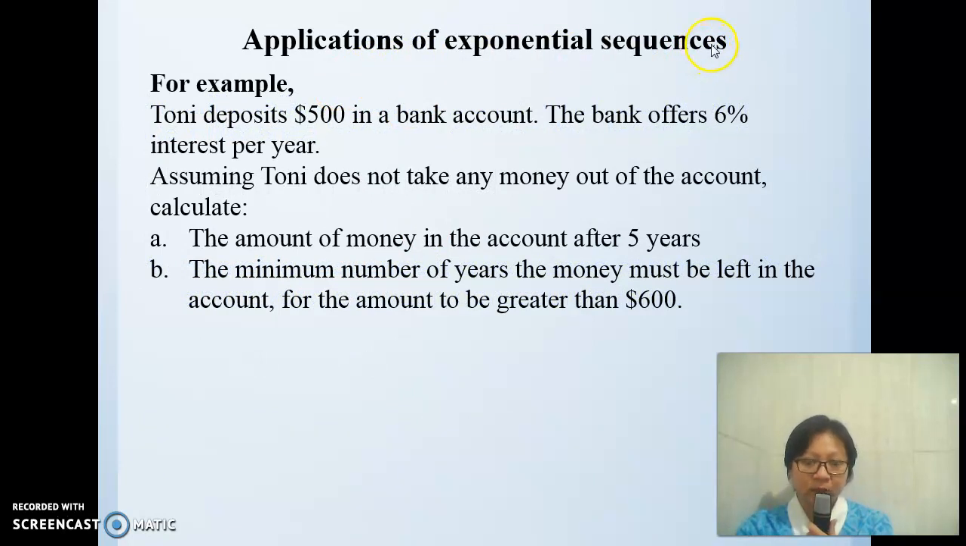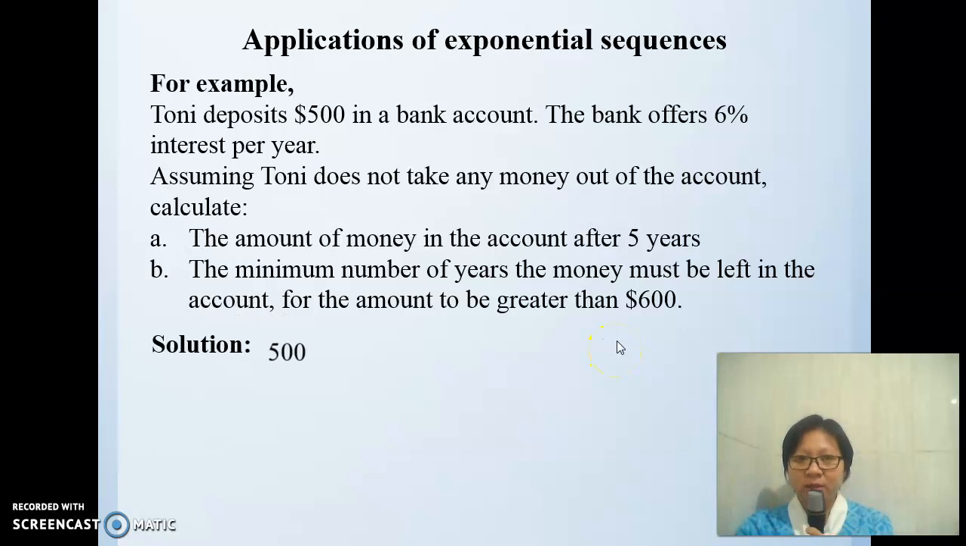So let's take a look at this example. Tony deposits $500 in a bank account. The bank offers 6% interest per year. Assuming Tony does not take any money out of the account, calculate the amount of money in the account after 5 years. The minimum number of years the money must be left in the account for the amount to be greater than $600.